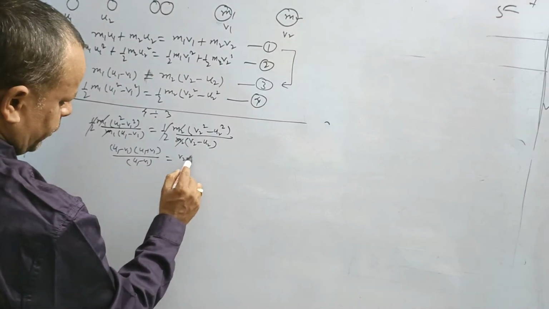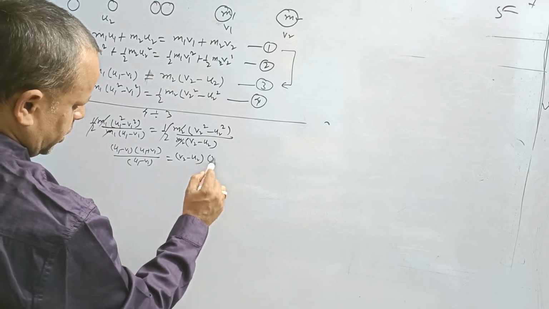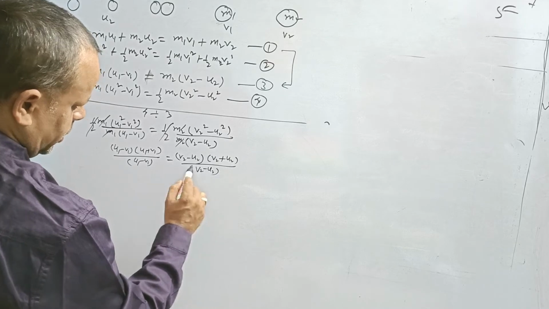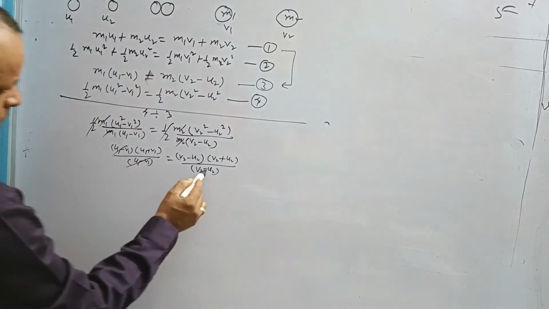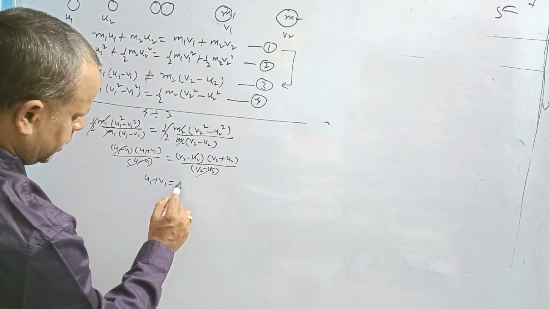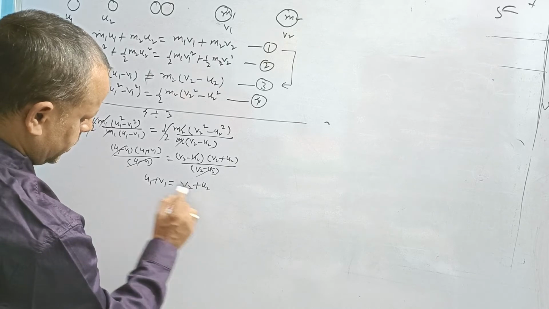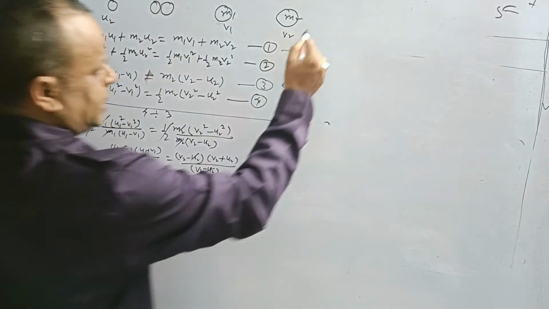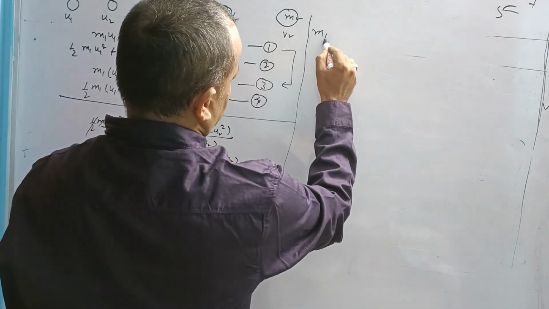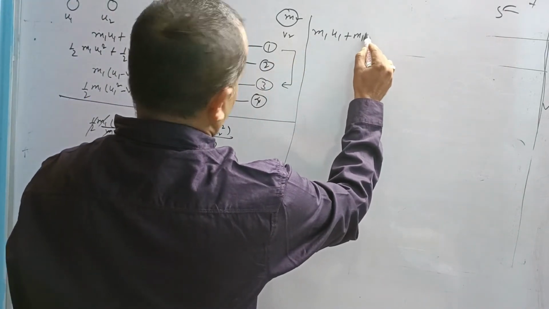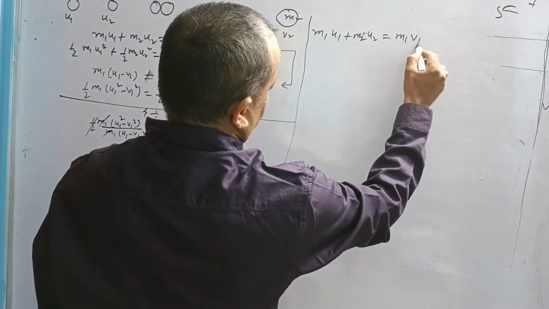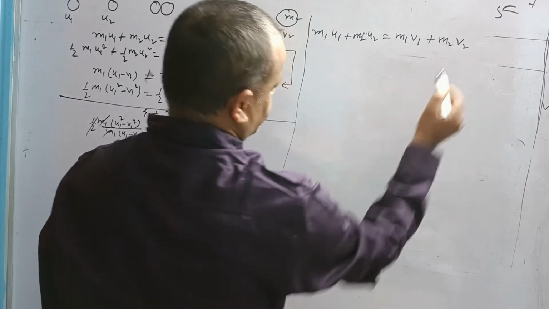And over here it is V2 minus U2, this is V2 plus U2 upon V2 minus U2. See, this gets cancelled out. We are left with U1 plus V1 equals V2 plus U2. See, utilizing equation 1, that is M1 U1 plus M2 U2 equals M1 V1 plus M2 V2.